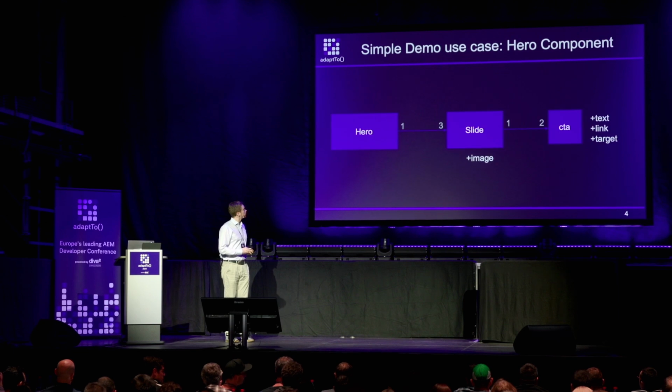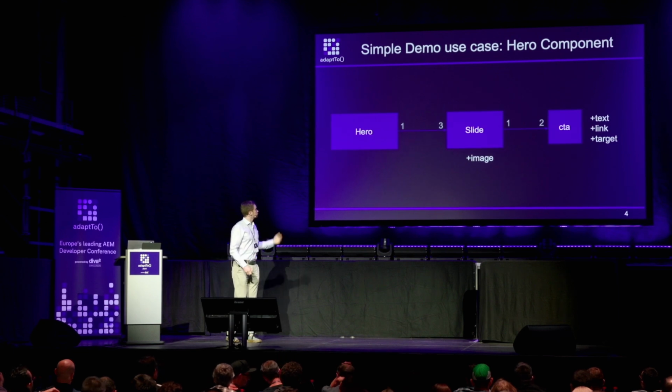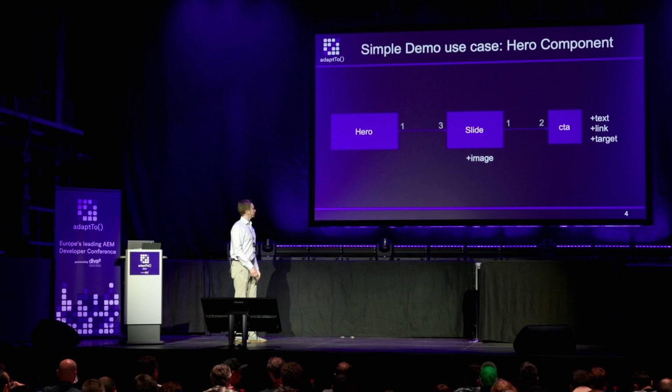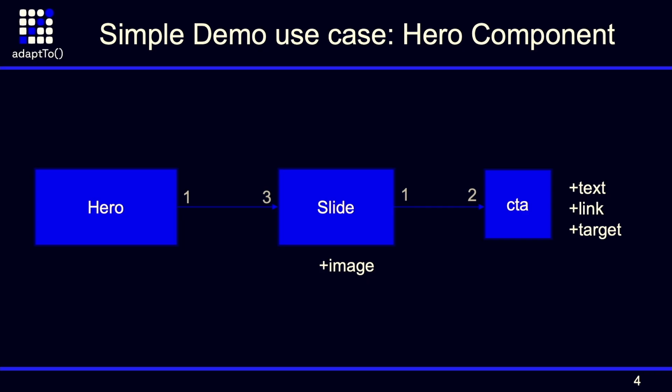All right. Okay, so I came up with a really simple scenario that is quite boring, but it's just for demonstration purposes. So we have a hero component, which is one component. In this case, we have 3 slides. The slide has an image, and the slide has 2 CTAs, call to action. And that call to action just has a text, a link, and a target. And that's it. Okay, nothing special.